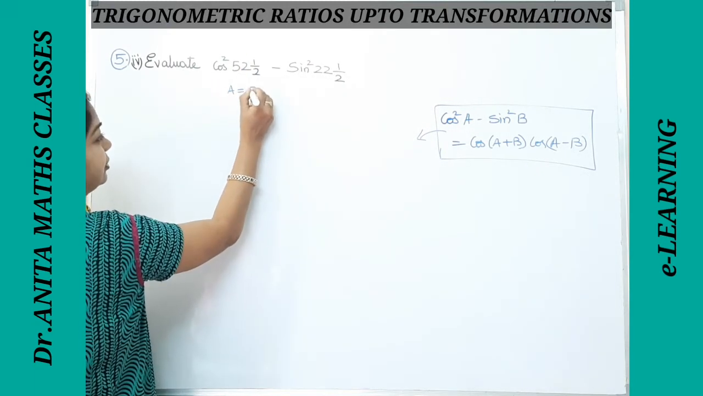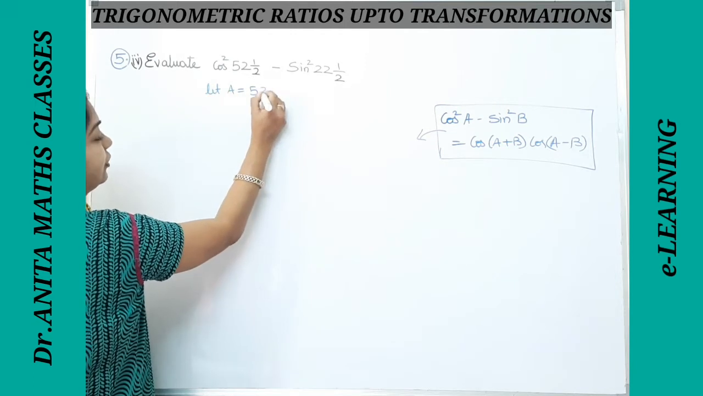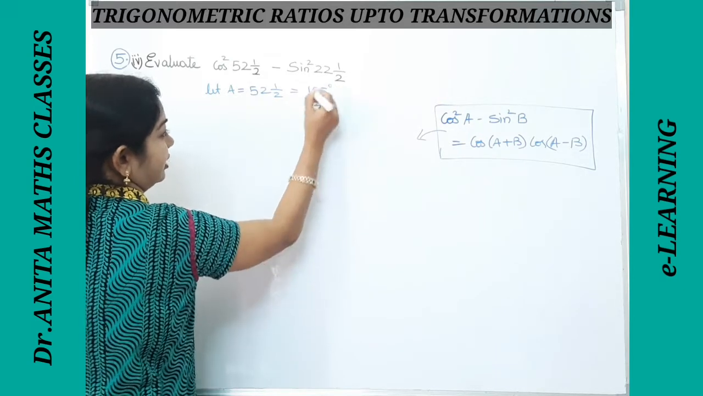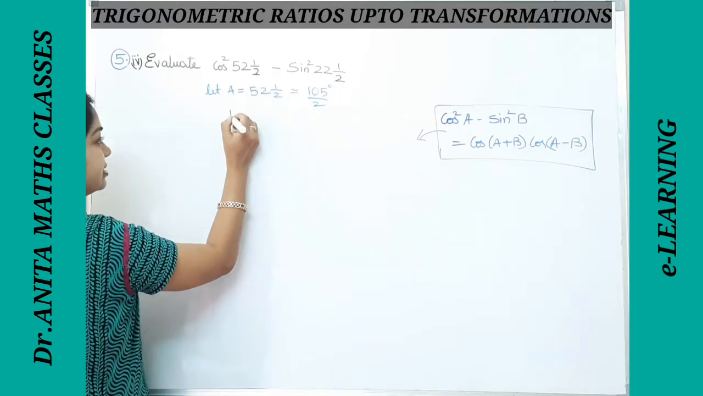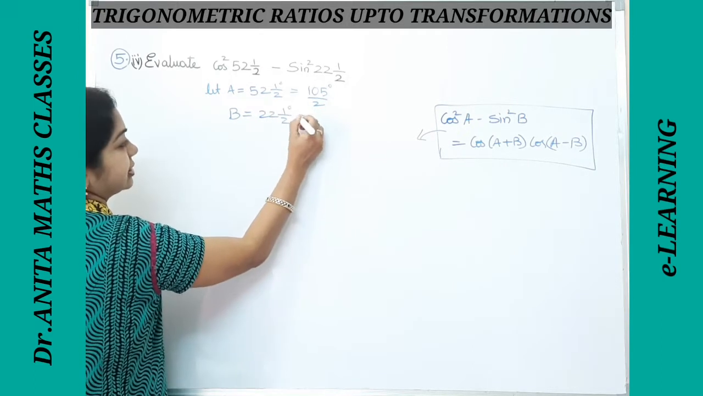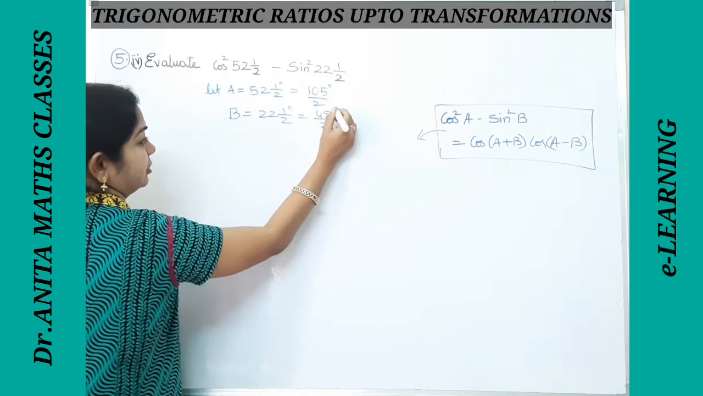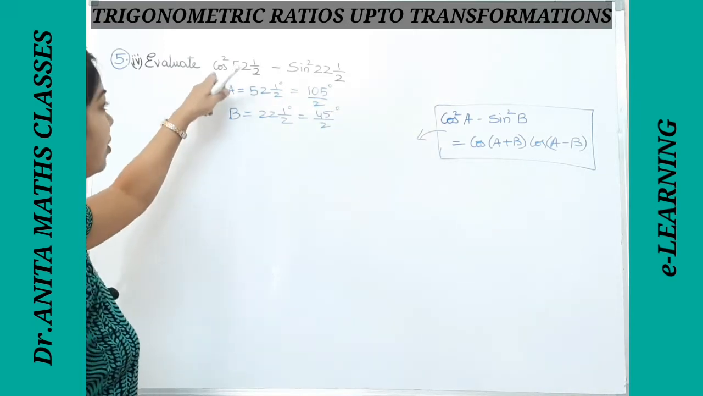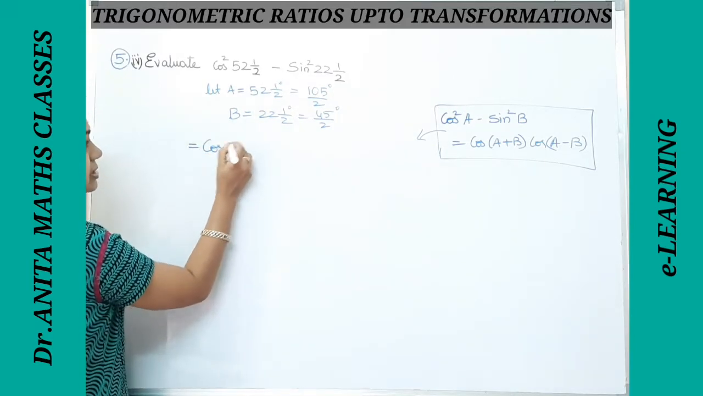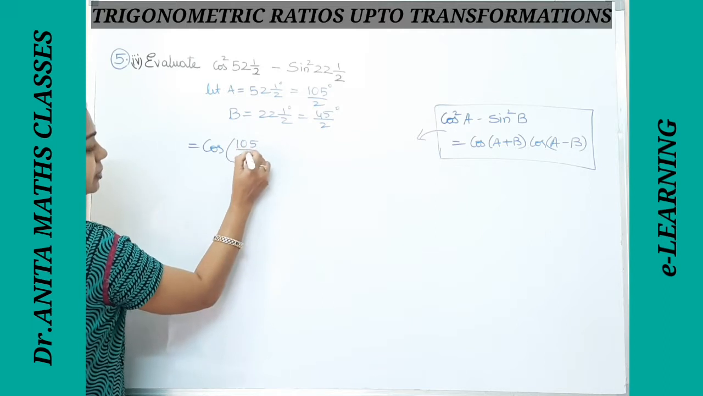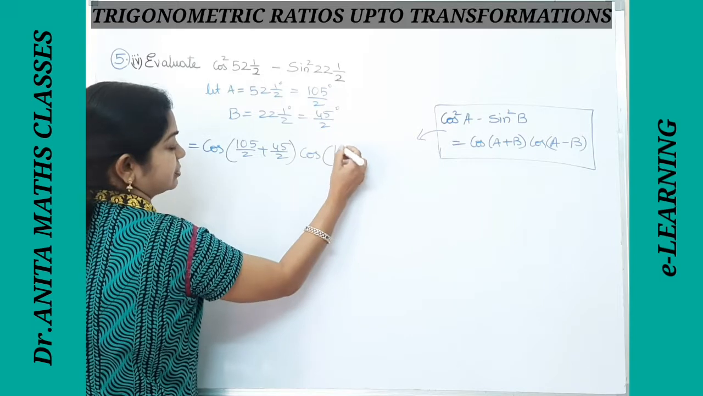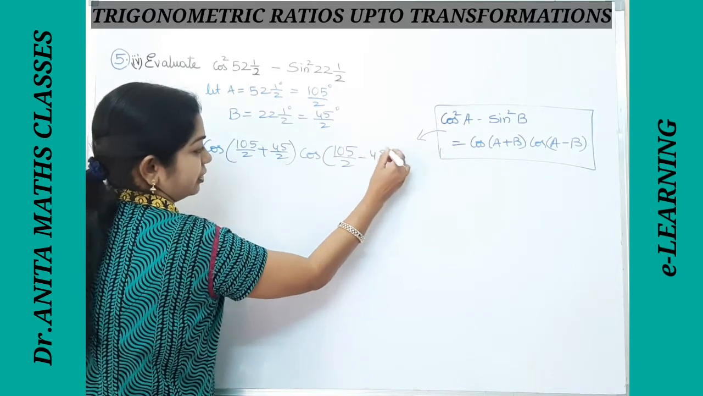If A is equal to 52 and a half, this is just 105 by 2. Okay, let us not change into decimal part, let us take it as it is. You can also do it with the decimal also. 22 and a half degrees, that is nothing but 45 by 2. So these are A and B. Directly we'll write cos square A minus sine square B is equal to cos of A plus B, A is 105 by 2 plus 45 by 2, and cos of A minus B, so 105 by 2 minus 45 by 2.